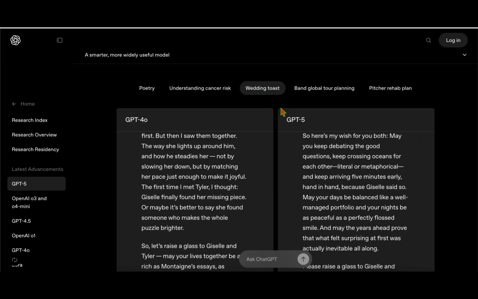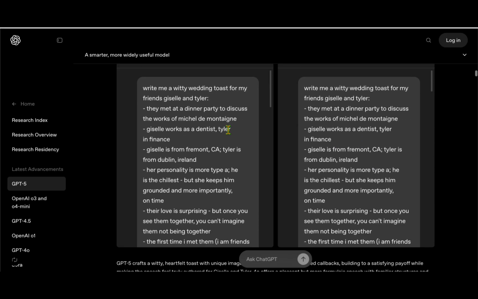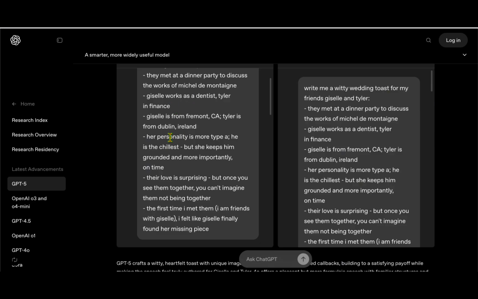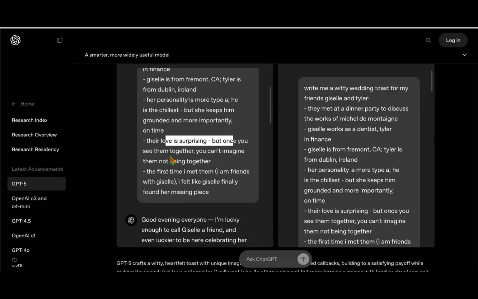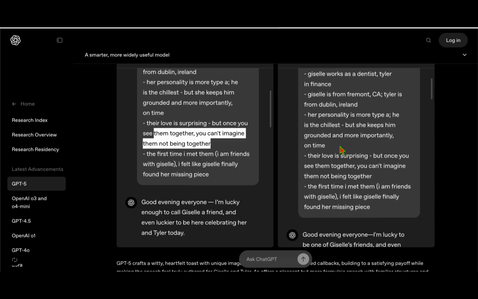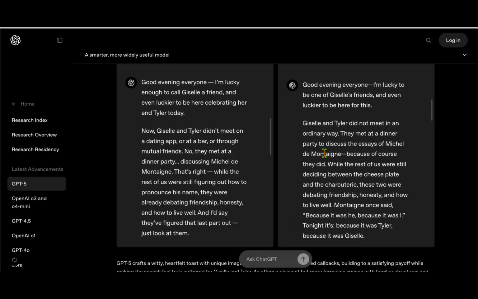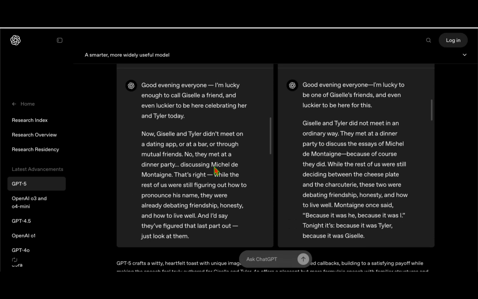For example, for a wedding toast, on my left is GPT-4o, on my right is GPT-5. The prompt: write me a witty wedding toast for my friends, who met at a dinner party to discuss the work of Michel de Montaigne. Their love is surprising, but once you see them together, you can't imagine them not being together. The first time I met them, I felt like Giselle finally found her missing piece. Let's just read the first two paragraphs to understand how catchy the speech begins.